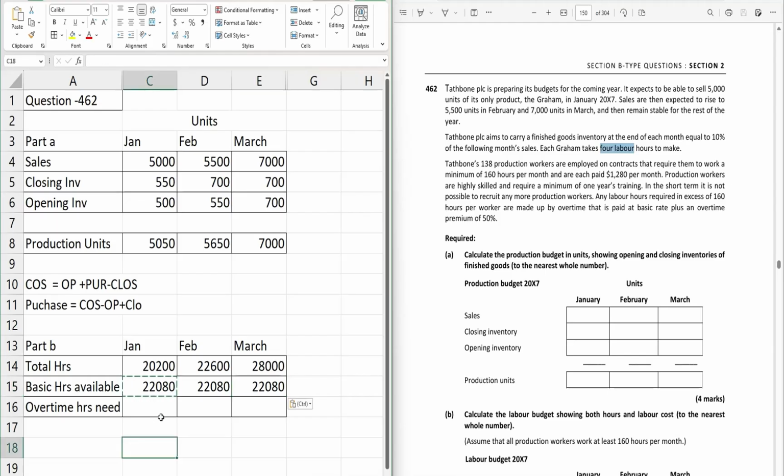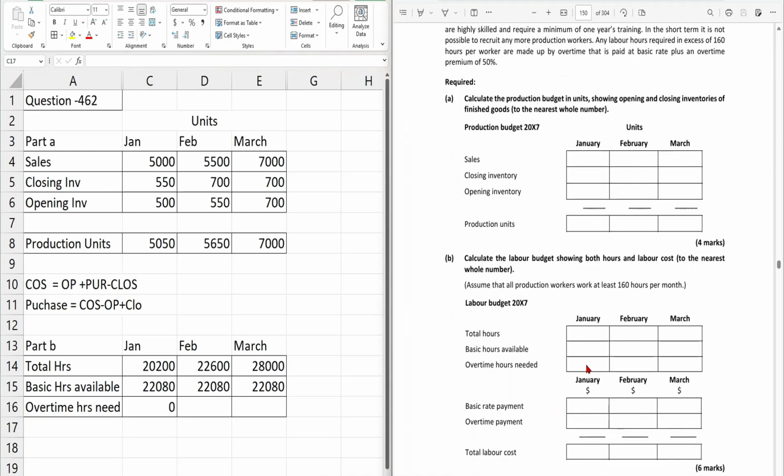They only say that labor will work 160 hours and currently they have 138 production workers, right? Now we need 20,200 and we have 22,080. So do you think we need to do overtime? No, zero. Even though the answer is 0, don't leave this box blank, just keep it 0 there, okay?